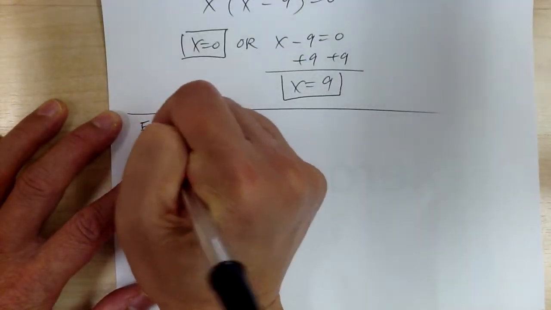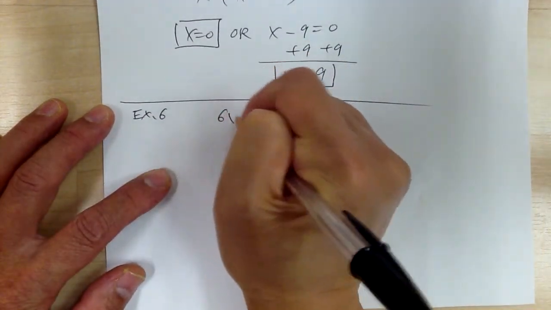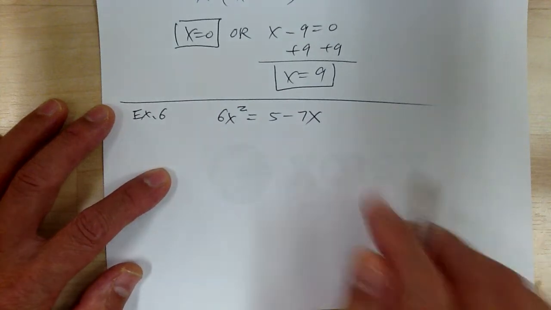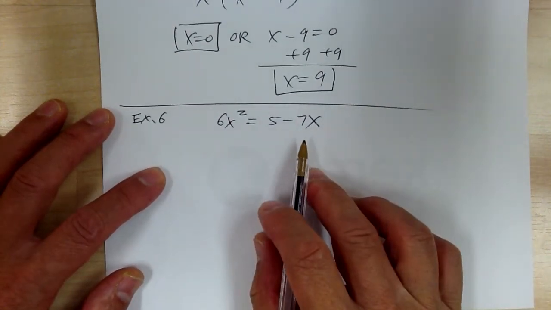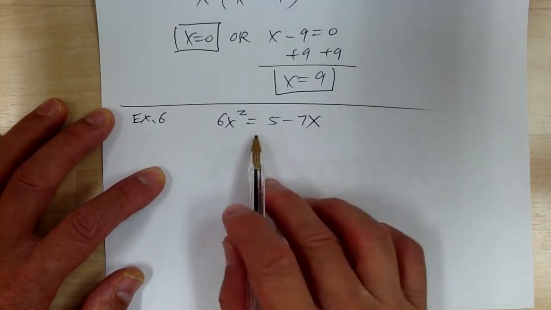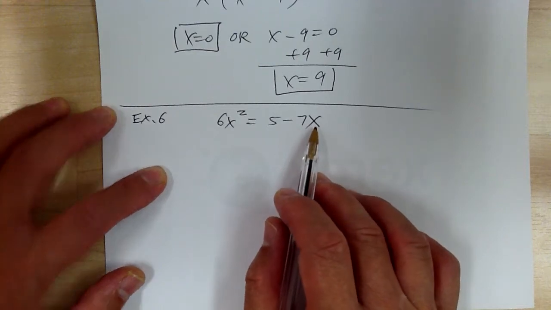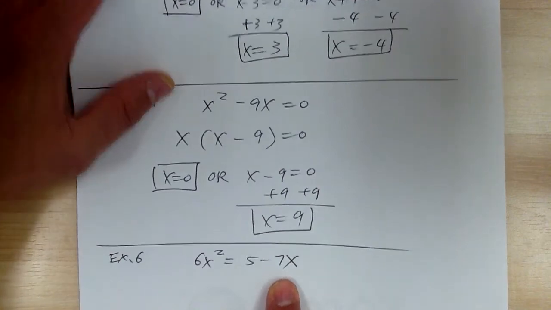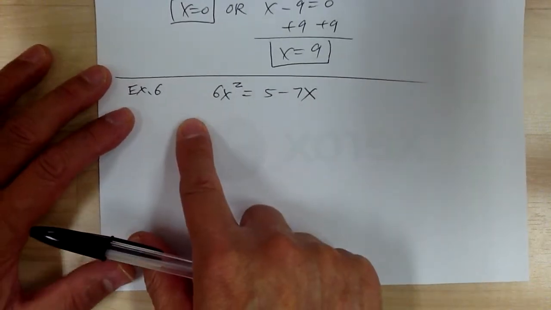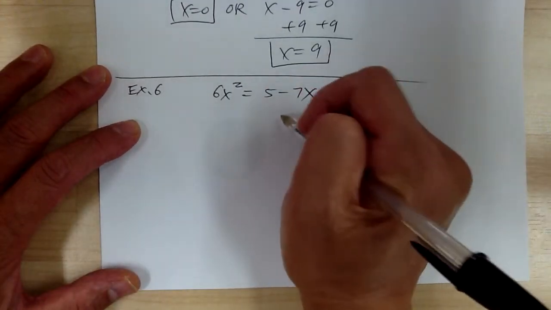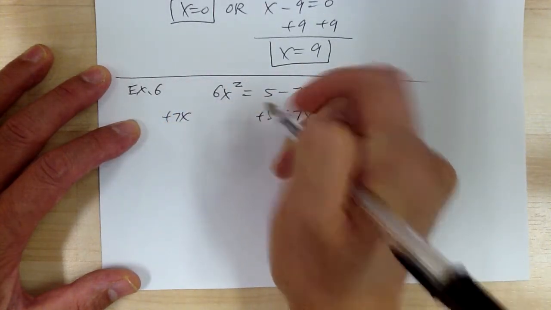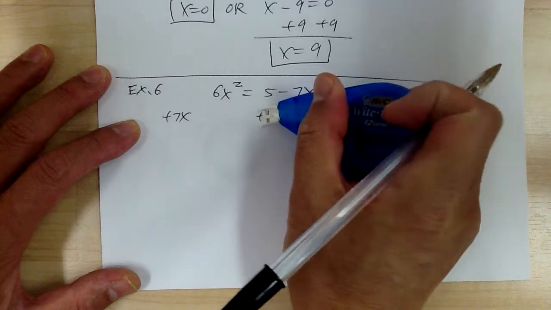So example 6, you have 6x squared equal to 5 minus 7x. Now, in order to use the zero factor property, you must have it equal to 0 on the right-hand side. So notice over here, you need to have a 0 on the right-hand side. So this one, you have to move everything to the left side to make it equal to 0. So go and plus 7x on both sides, and minus 5 on both sides.